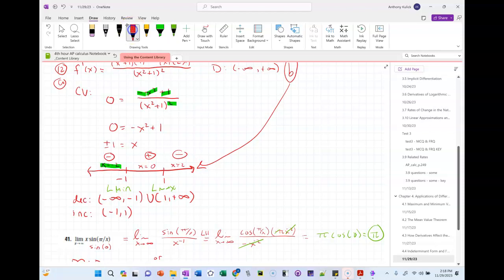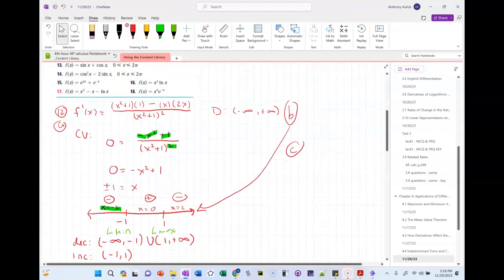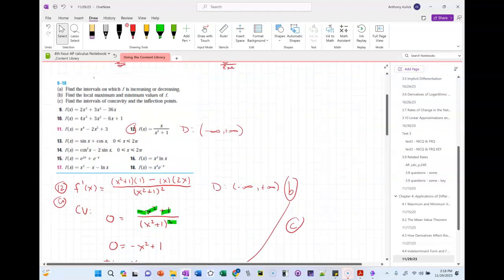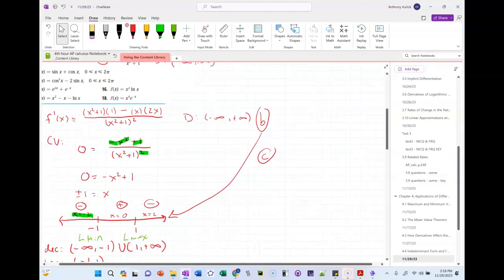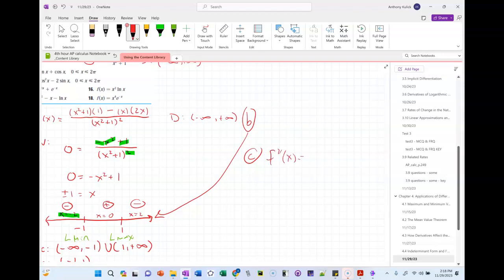So part B was simple because I already had the sign diagram from part A, so there's almost nothing for me to do other than analyze what I wrote down. I love that. And then part C wants the intervals of concavity and the inflection point. Okay, so to do that, I need the second derivative. So to differentiate our f prime, I'm going to need to use quotient rule.